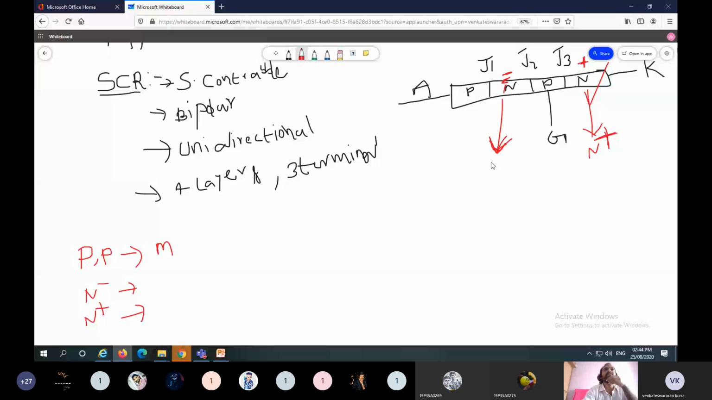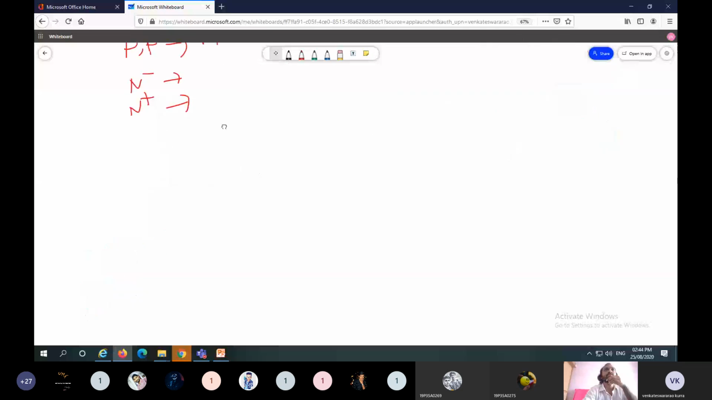Next, coming to operation. So operation of the SCR is explained in 3 modes. What are the different modes of operation of SCR? First mode, reverse blocking mode. Conduction, okay, that is also one of the modes of operation of SCR. Saturation mode.